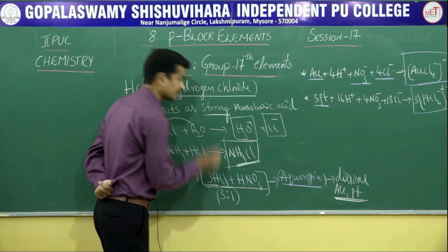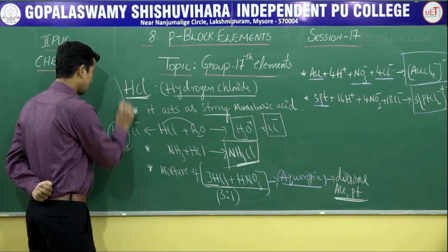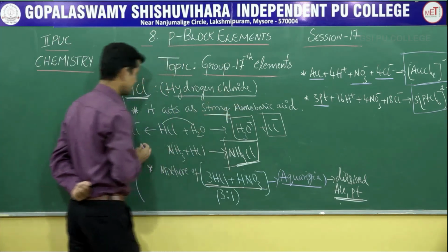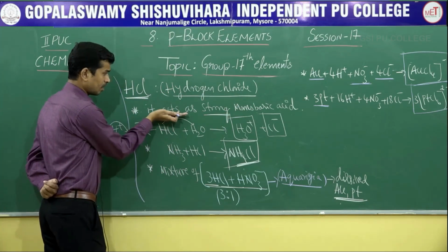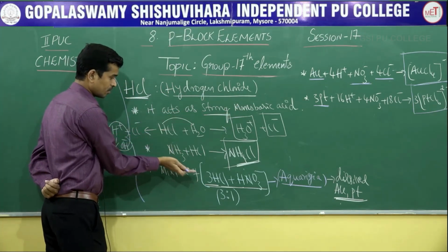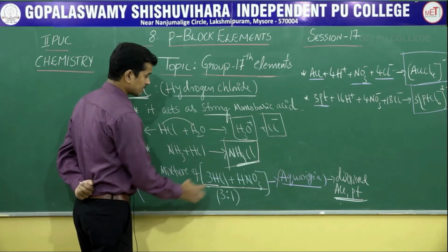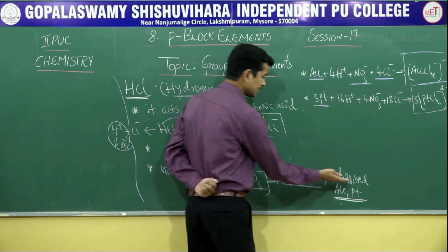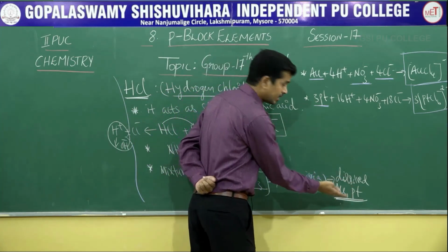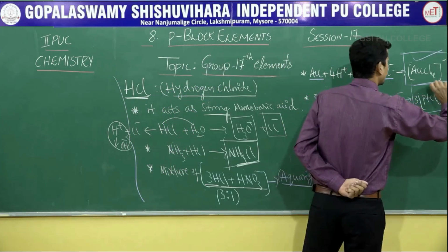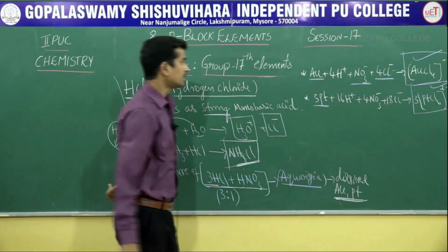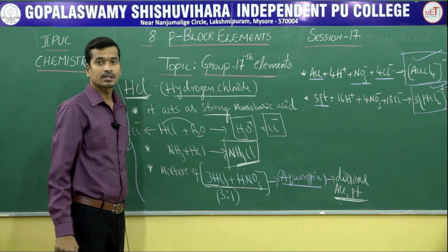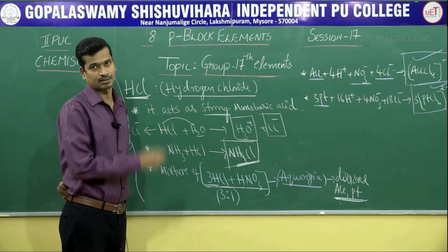These are the important points in hydrogen chloride. First point, it is a strong monobasic acid. The mixture of 3:1 ratio of concentrated HCl and HNO3 is called aqua regia. It is used to dissolve noble metals like gold and platinum. What is formed when gold and platinum dissolve in aqua regia? The respective chloride complexes.